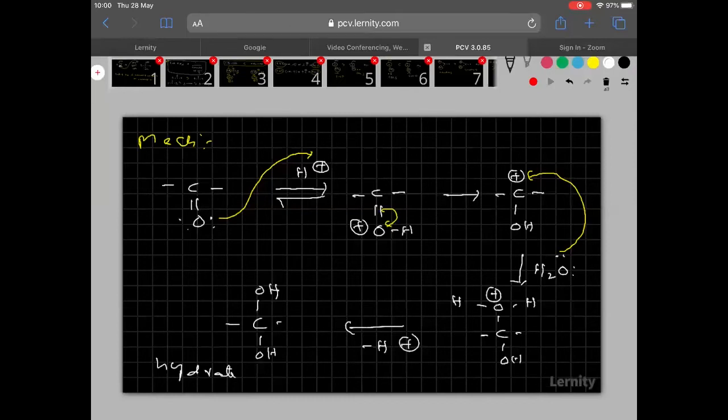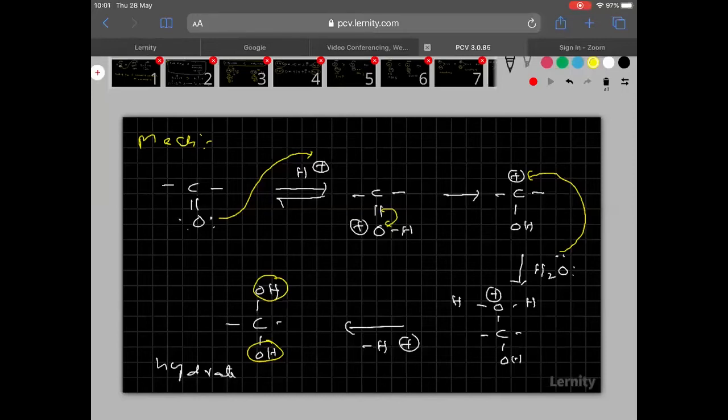Clear? You may ask me a doubt here. Sir, when 2 OH groups are there on the same carbon, it should be unstable. Immediately the water molecule should depart. But you know, some hydrates are there, they are stable. Clear? Why are they stable? That also we are going to see here.